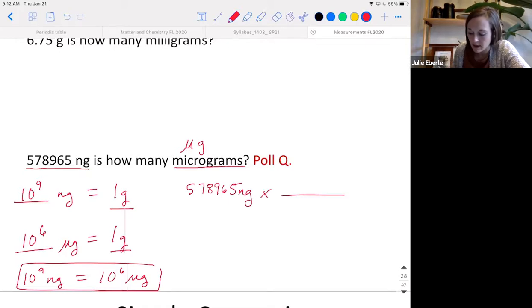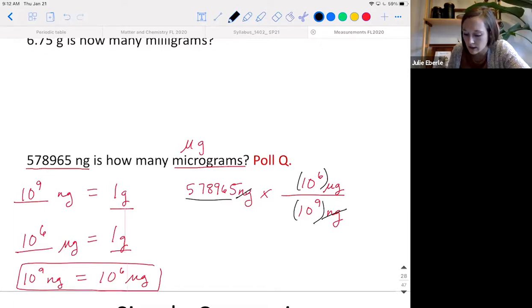Remember, you're going to write in times your conversion factor. You want nanograms to cancel. So you should have put 10 to the 9 nanograms on bottom, 10 to the 6, 1,000,000 micrograms on top. And now that we have nanograms on top and bottom, they cancel. I like to put things, by the way, in parentheses when I do exponents and stuff in my calculator, because you're literally going to take this value, multiply it by 1,000,000, divide it by 1,000,000,000.